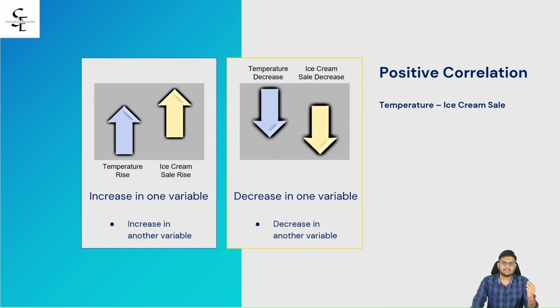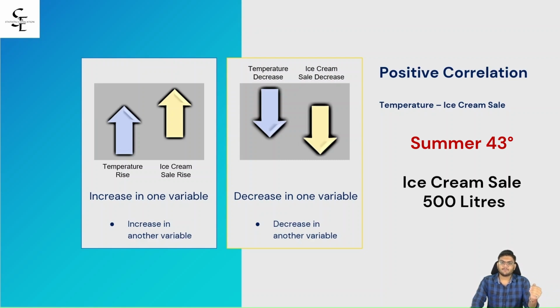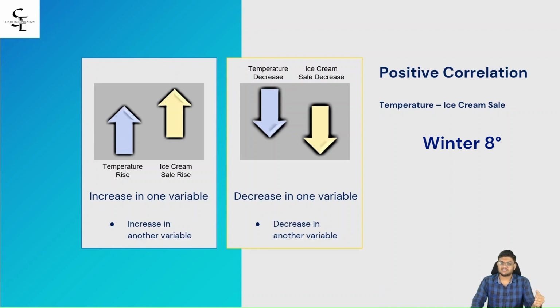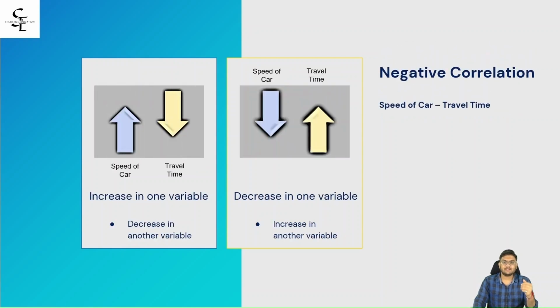For example, temperature and ice cream sale. In summer, the temperature rises and people tend to buy more ice cream. In winter, as the temperature decreases, the people are less likely to buy ice cream. Negative correlation. In negative correlation, increase in one variable will lead to decrease in another variable.